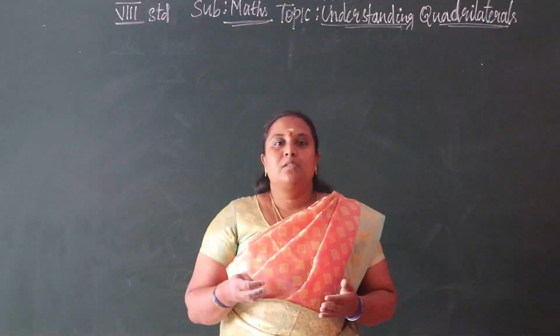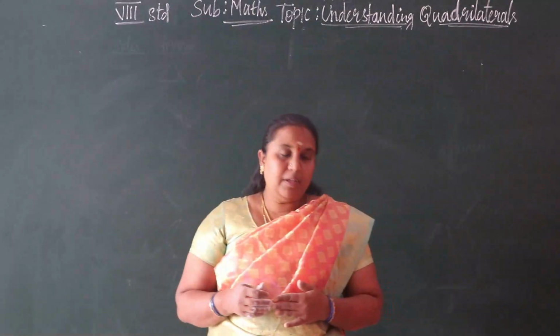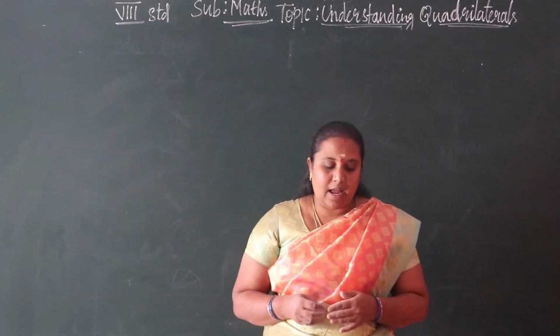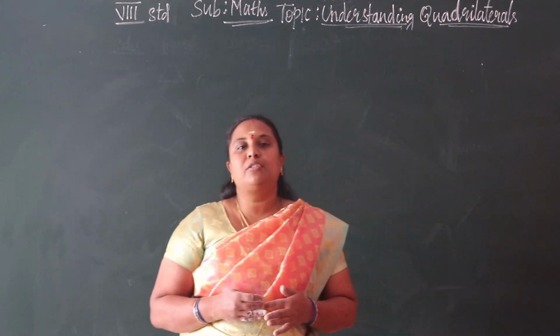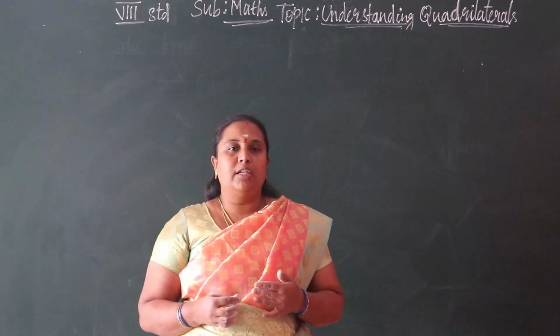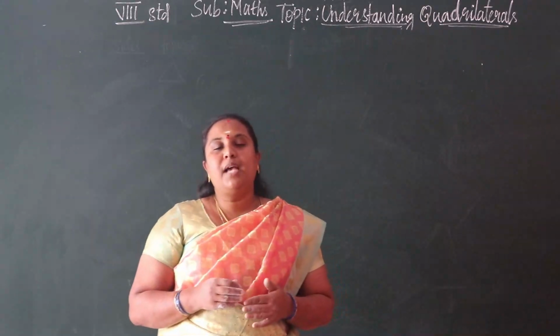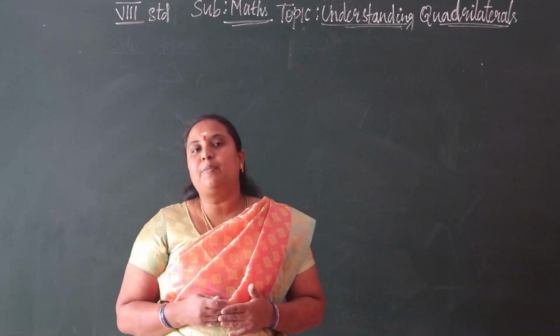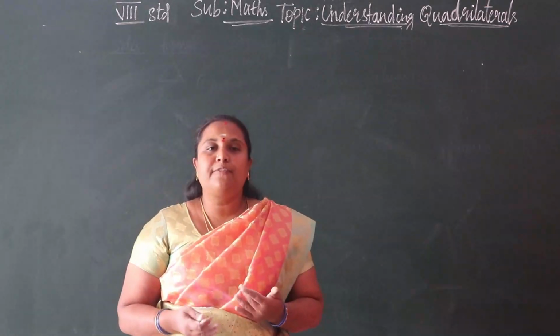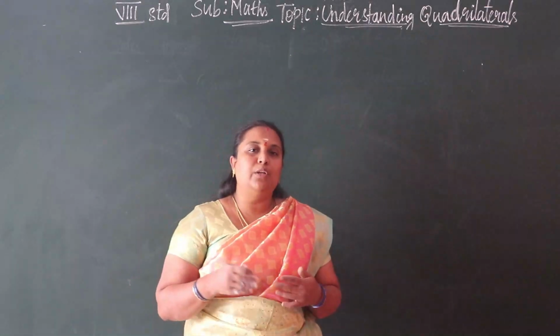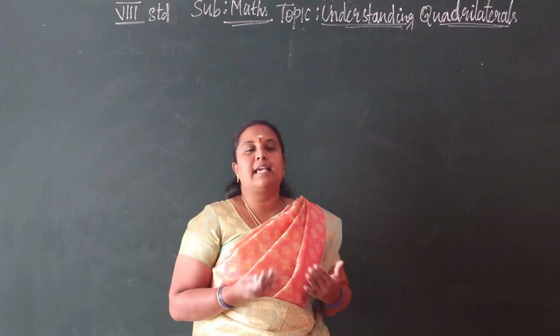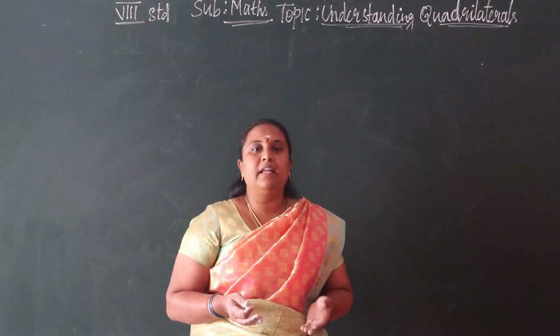Hello children. So that is the sum of the measures of the exterior angles of a polygon. Here we saw the sum of the interior angles of a polygon. We know the formula, that is (n minus 2) into 180 degrees.